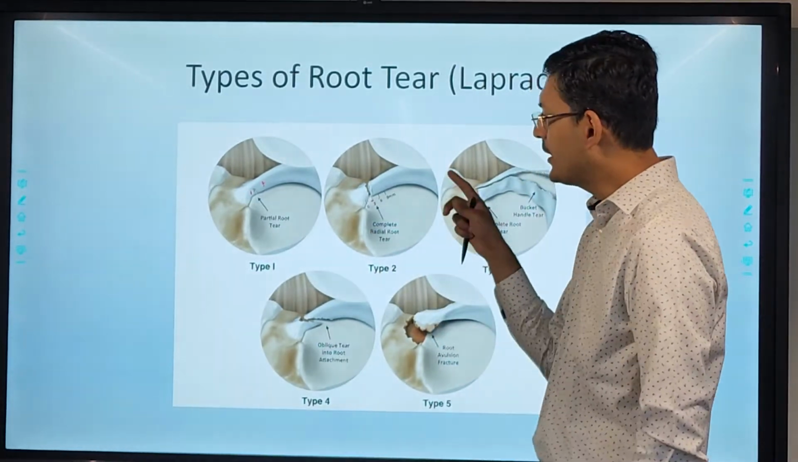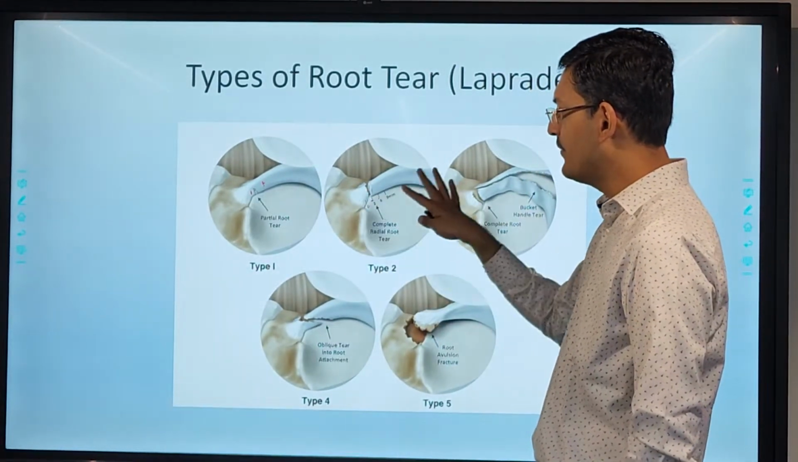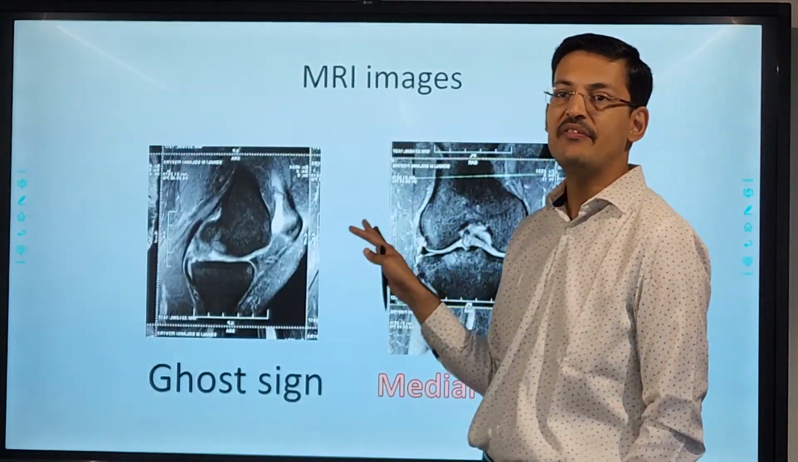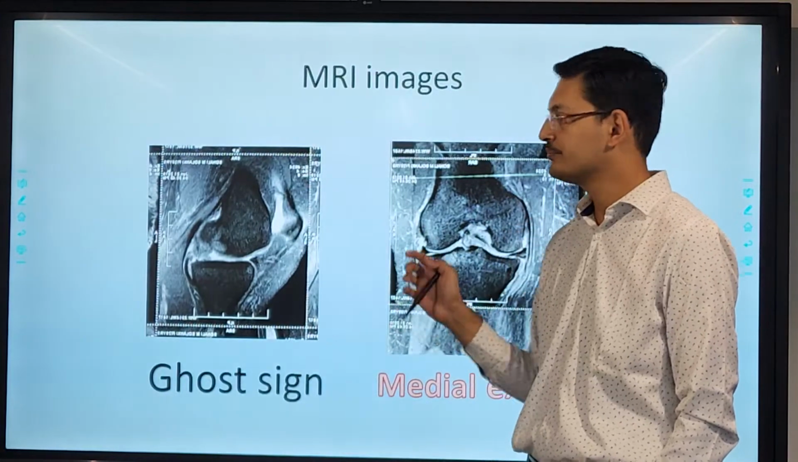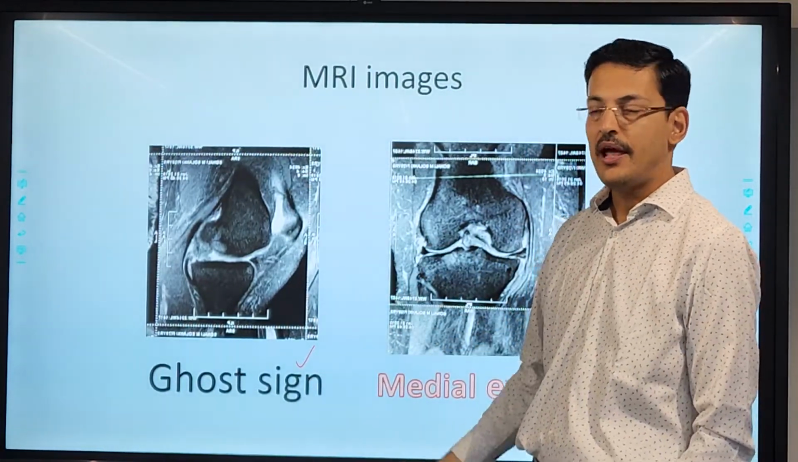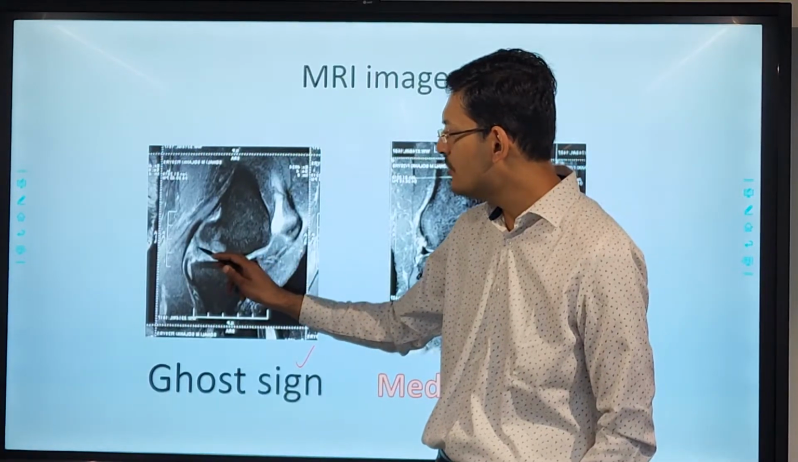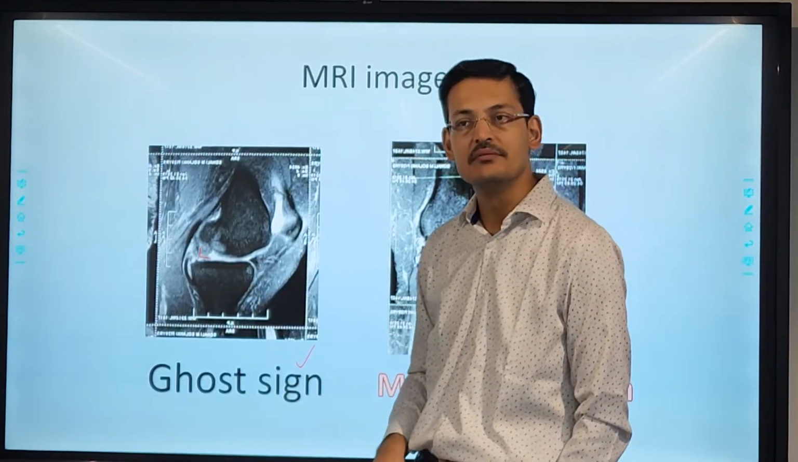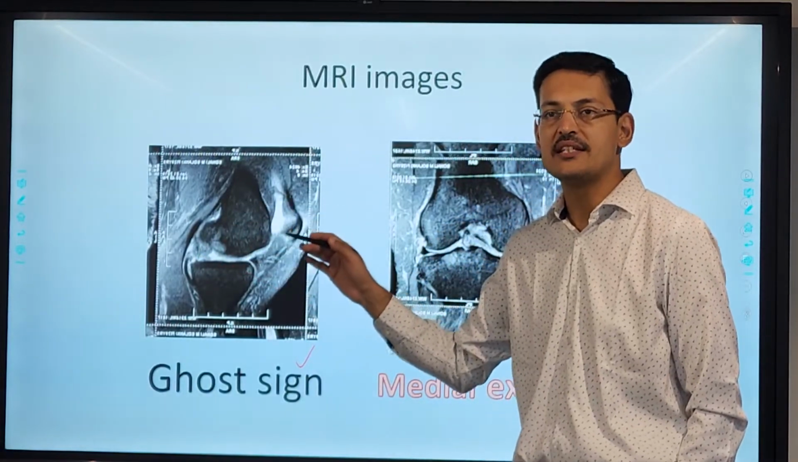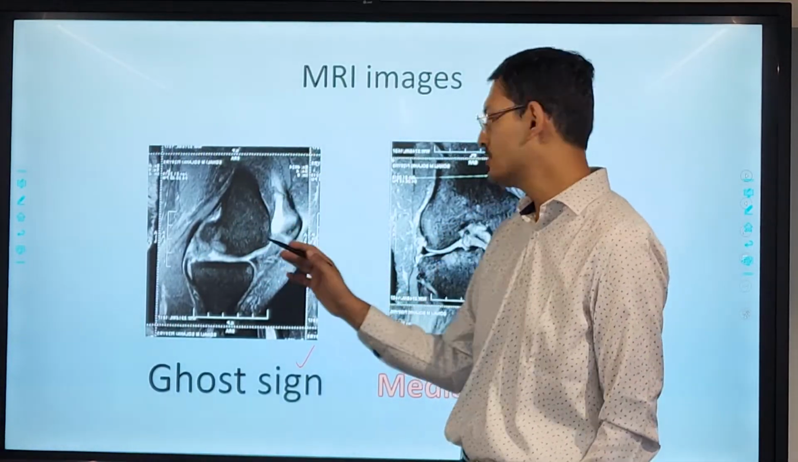Now we will be coming to the repair of different patterns as well. But first we will see the MRI findings of these injuries. Now this is a very classical sign. This is called a ghost sign. And ghost sign means you should see the meniscus, but it is not seen. So this is like a ghost. This is a very classical finding of a medial meniscus root tear.